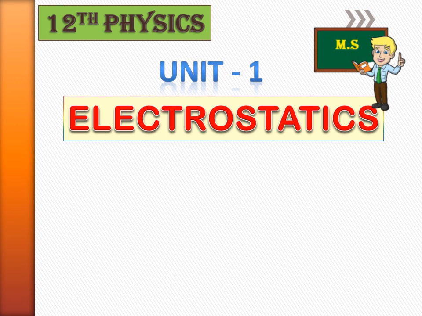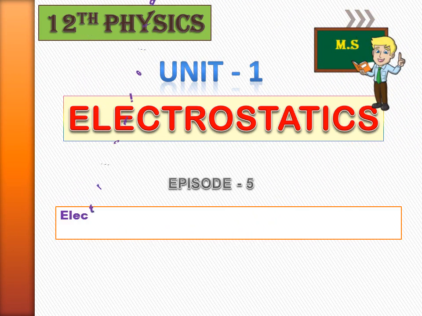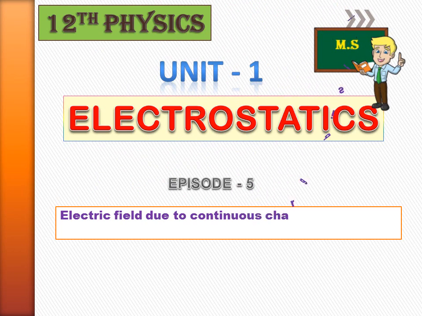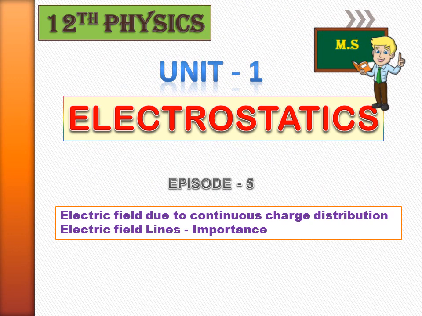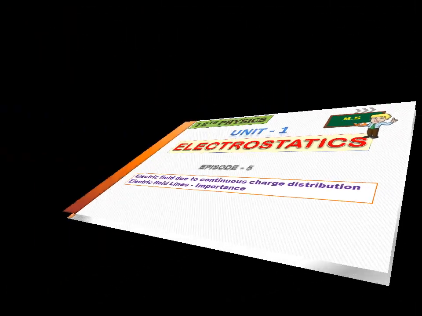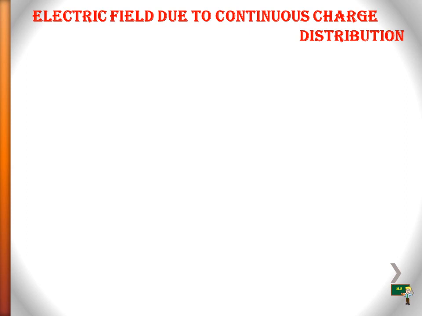The electrostatics lesson, we are going to see episode number 5, and in this episode we are going to see two topics. One is electric field due to continuous charge distribution, then electric field lines and some importance about these electric field lines. Initially we are going to see about the electric field due to continuous charge distribution.